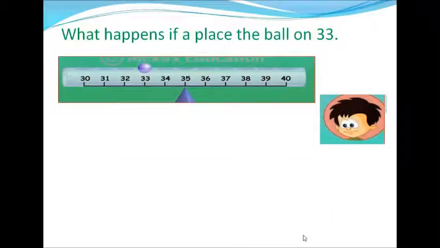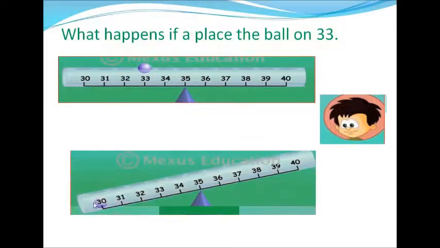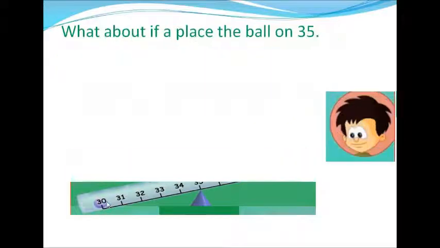What happens if the ball is placed now on 33? 33 is very near to 30 and it's quite far away from 40. So the ball which is placed on 33 will definitely roll down to 30. So the number 33, when rounded off to the nearest tens place, will be rounded as 30.